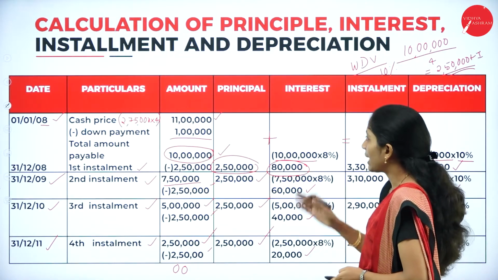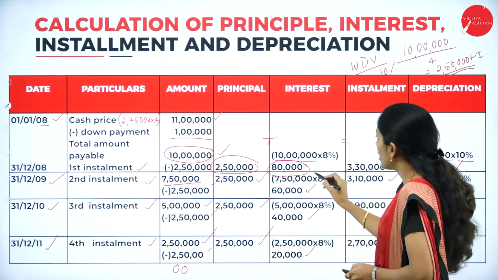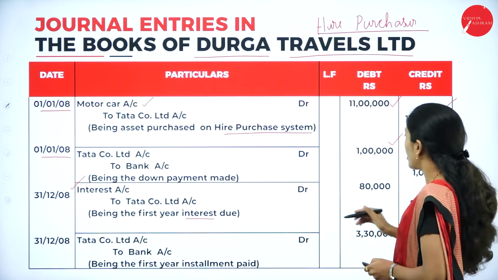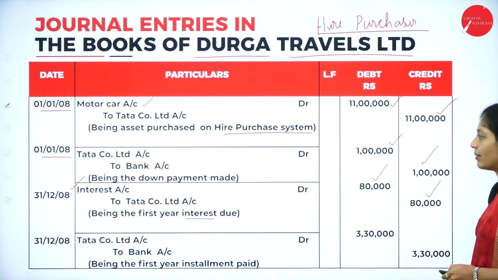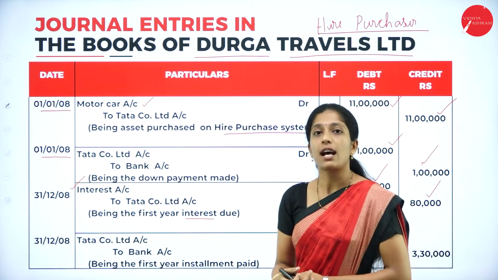Now go through your table here. So now the table helps. So how much is the interest due in the first installment? How much? 80,000. So record that amount, 80,000. Now clear? Yes. Next, your entry is for installment paid.